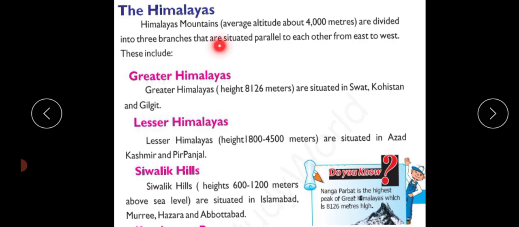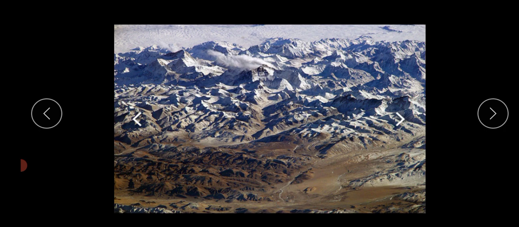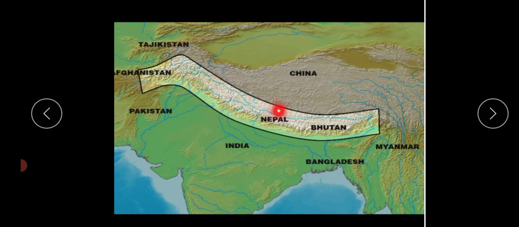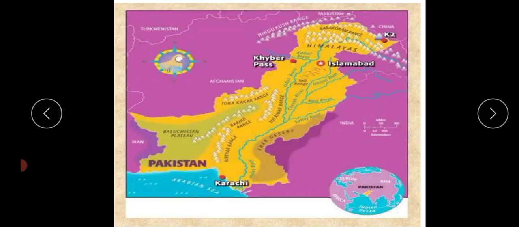Which are situated parallel to each other from east to west, and these include the Greater Himalayas, the Lesser Himalayas, and the Shivaliks. Map में मैं आपको बताती हूँ. This is a picture of the Himalayan mountain range, and it starts its journey from here, and then it goes to Pakistan, and then Nepal, and China, and Bhutan. Here you can see that the three branches of the Himalayas are located parallel to each other. यहाँ पे आपको ये नज़र आ रहा होगा कि they are situated parallel to each other in this map.